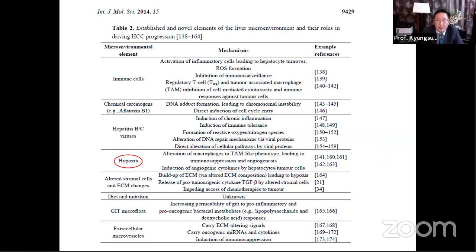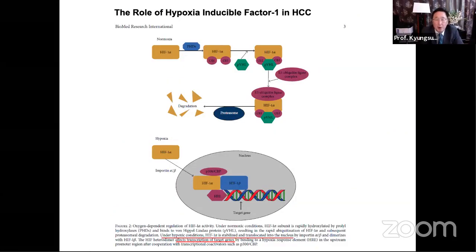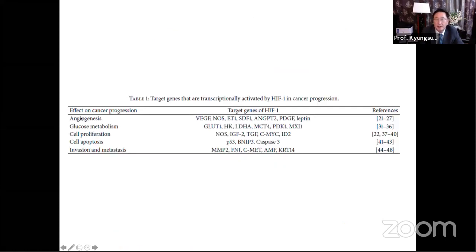This slide shows the established factors contributing to HCC progression. Among them, hypoxia is one of the factors that promote angiogenesis and so HCC progression. Under hypoxic conditions, hypoxia-inducible factor 1, HIF1, is stabilized and translocated into the nucleus and affects transcription of target genes responsible for angiogenesis, invasion and metastasis.